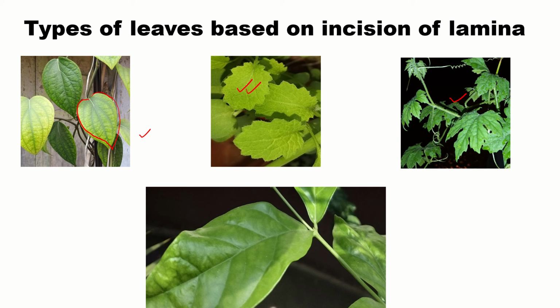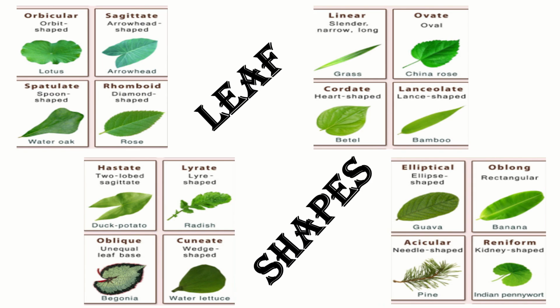So there are various types of leaf types based on lamina incisions. These are some of the very common shapes of leaves. You get it in this form, orbicular in lotus, sagittate form in arrowhead. In water oak, you get the spatulate type. It looks like a spatula. That is why it is called spatulate type. Spoon shaped leaves. The rhomboid types of leaves are found in rose, hastate in duck potato.